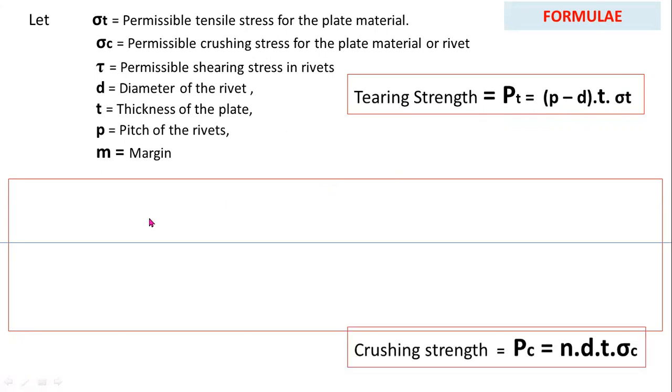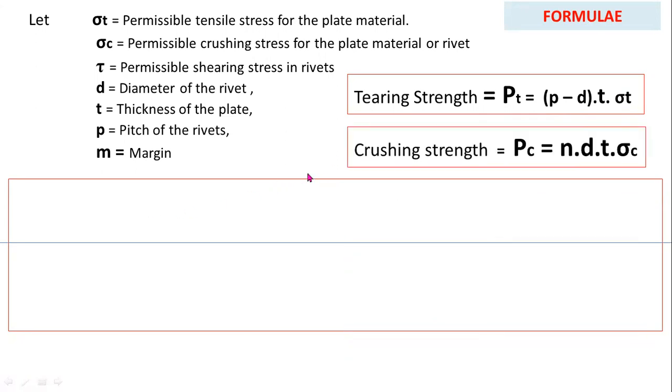In a similar way, the joint may fail due to crushing. So this is the crushing strength. PC, the crushing strength for a riveted joint, is equal to n into d into t into sigma C. Here n is the number of rivets used for joints. n equal to 1 for a single riveted joint, n equal to 2 for the double riveted joint, n equal to 3 for triple riveted joints. Sigma C is the compressive stress or crushing stress.